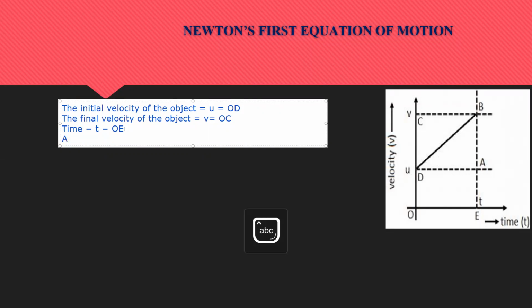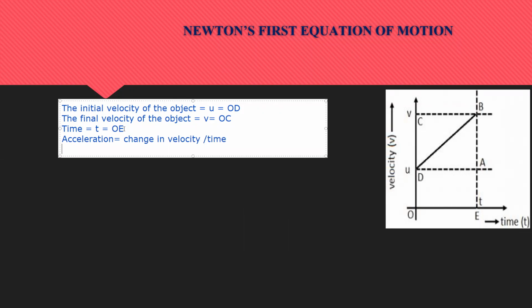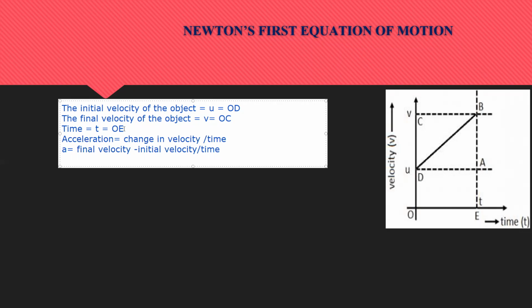Now, we know that acceleration is equal to change in velocity upon time. What is change in velocity? That is, acceleration a is equal to final velocity minus initial velocity, upon time. That is, a is equal to, from the graph, what is the final velocity? OC. So instead of final velocity, we can write OC minus, what is the initial velocity? OD, upon time t.